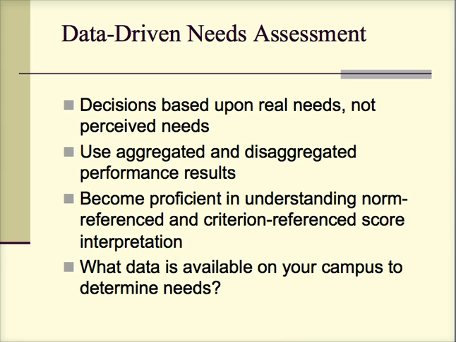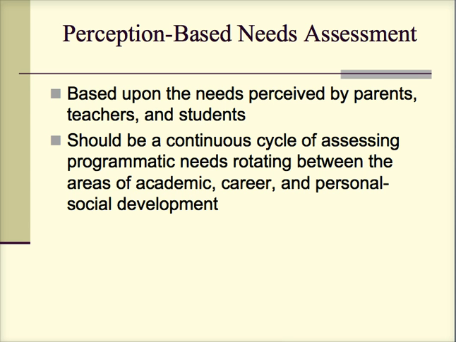And we've talked about this a little bit already too. What data is already available on your campus to determine your needs? Those are the big four that we talked about as an example of some. There may be more. So, academic achievement, attendance, behavioral referrals or office referrals, and then suspension. Those are some examples of data that's already available, but you may have other things that are already available to you as well.